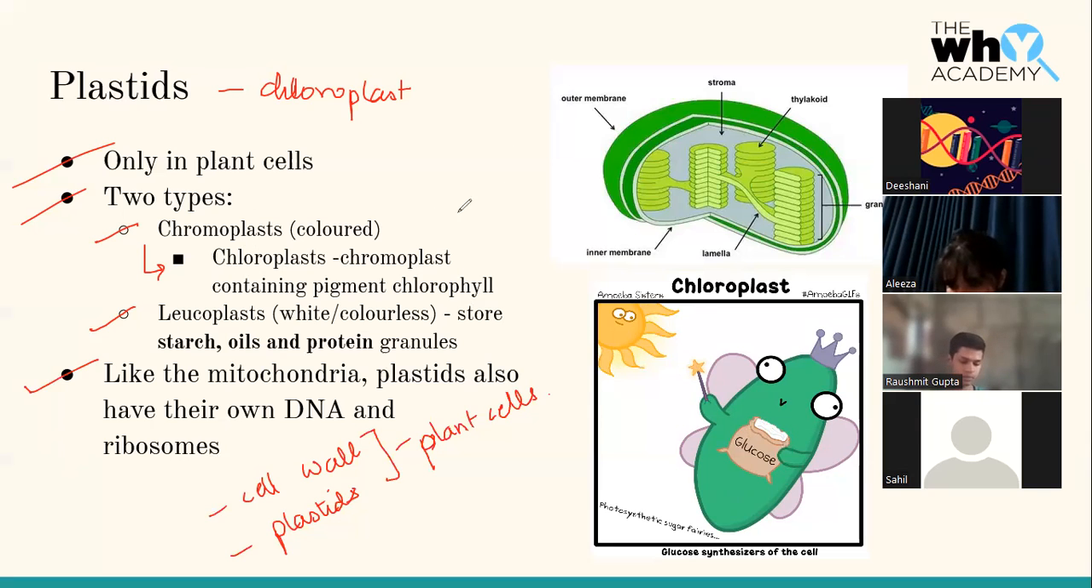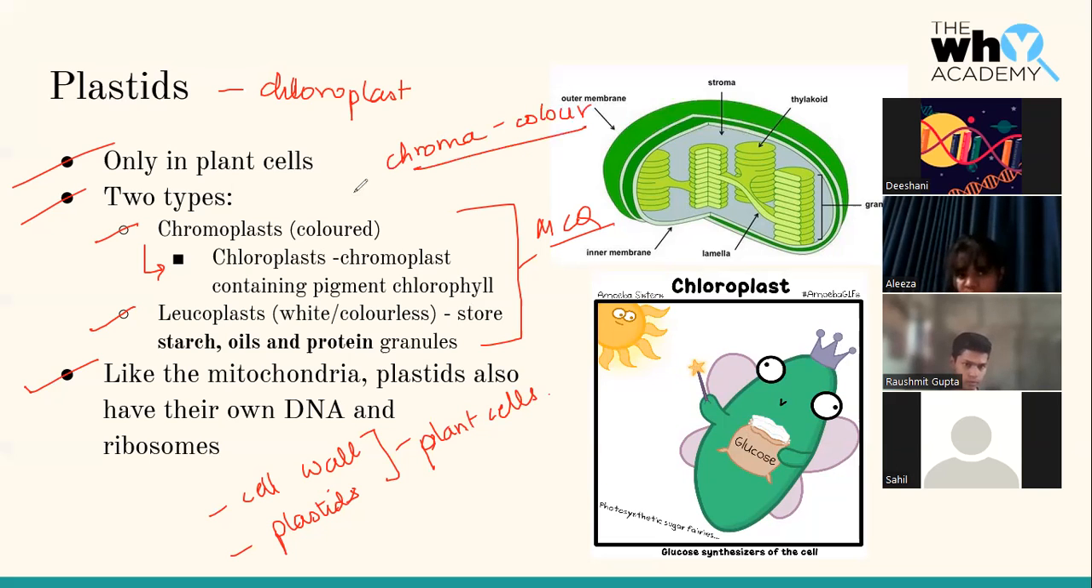Here, this is important because they ask you in the form of MCQs. They'll ask you what is the name of the plastid which stores starch, oils, and proteins. So you should be able to answer leucoplasts. Okay, they are white or colorless. And chromoplast, chroma usually refers to color. So these will be providing color.